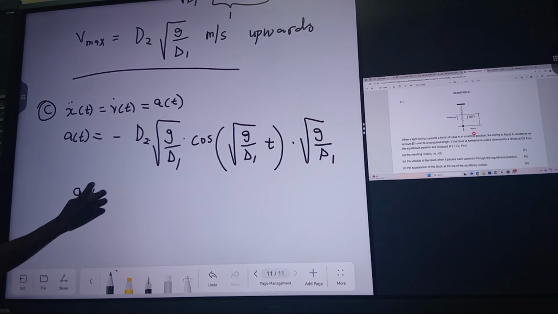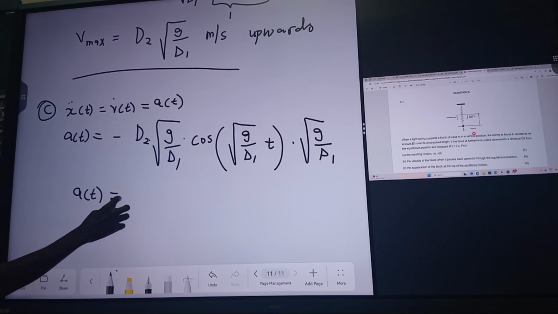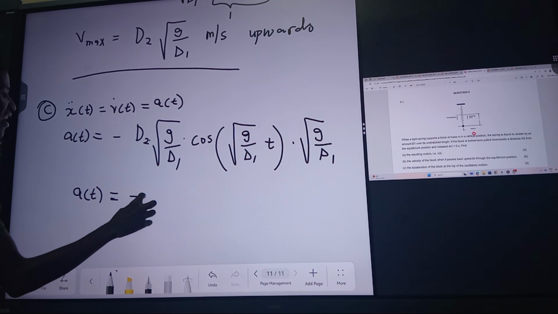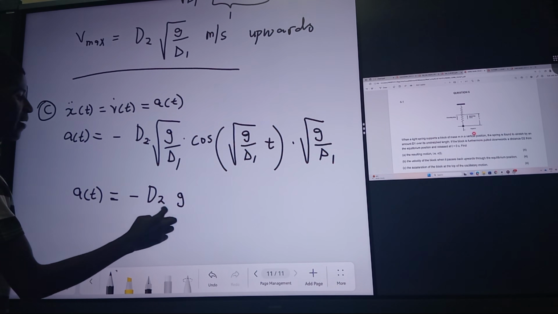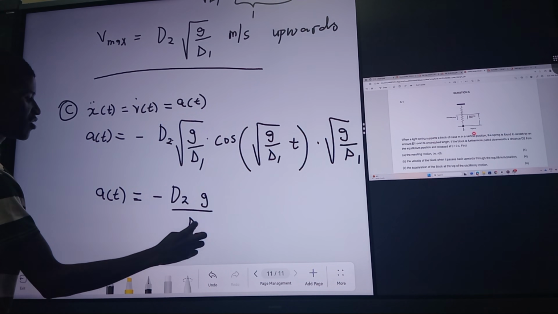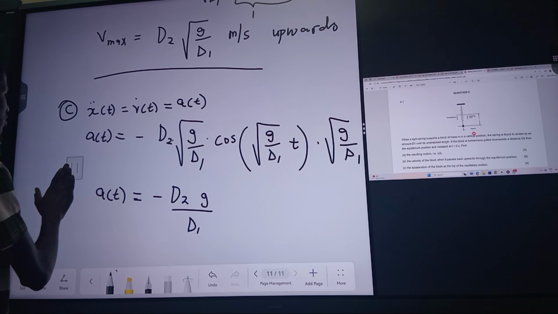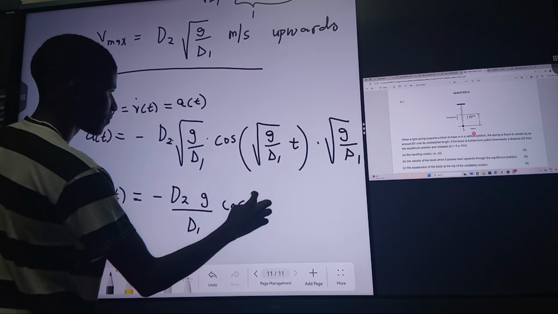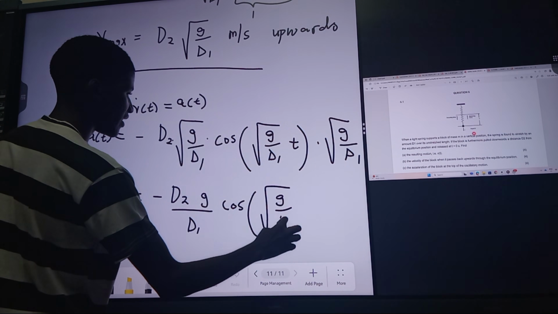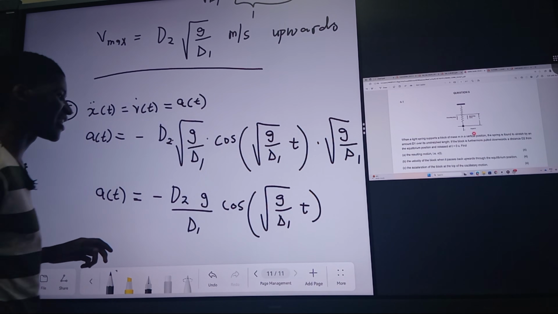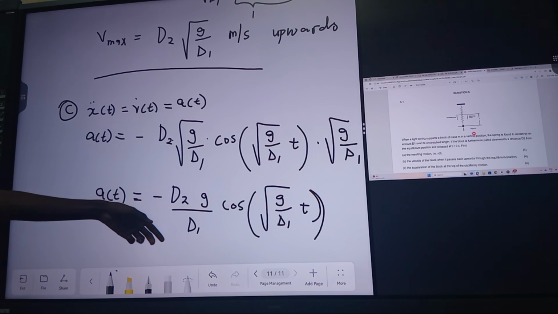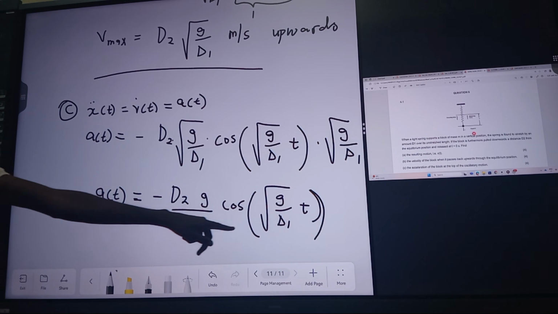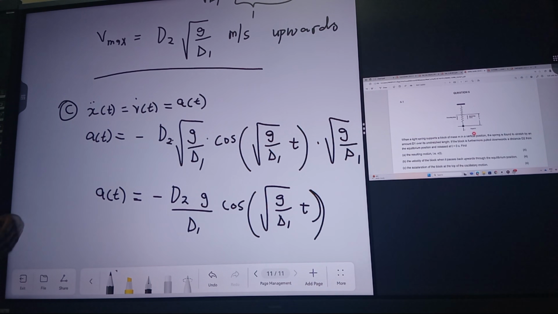So the acceleration in terms of time will be equal to negative d2 times g over d1. And then this will be cos of square root of g over d1 times t. This is just a general equation for finding acceleration at any given time, because here the only changing factor is t. So this is finding acceleration at any given time.